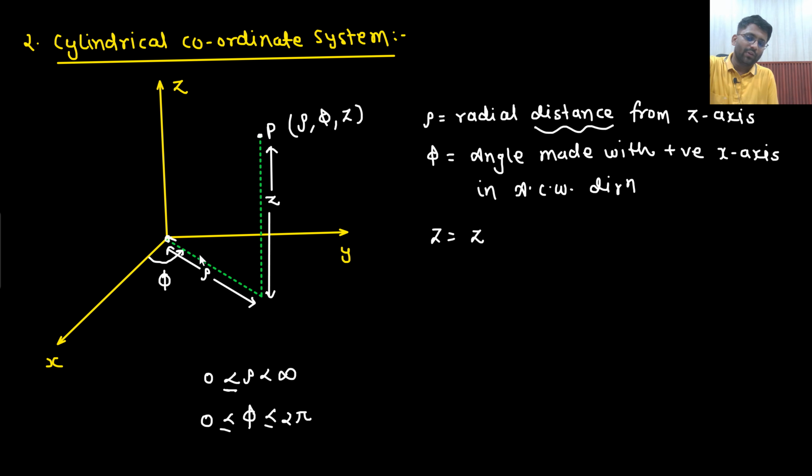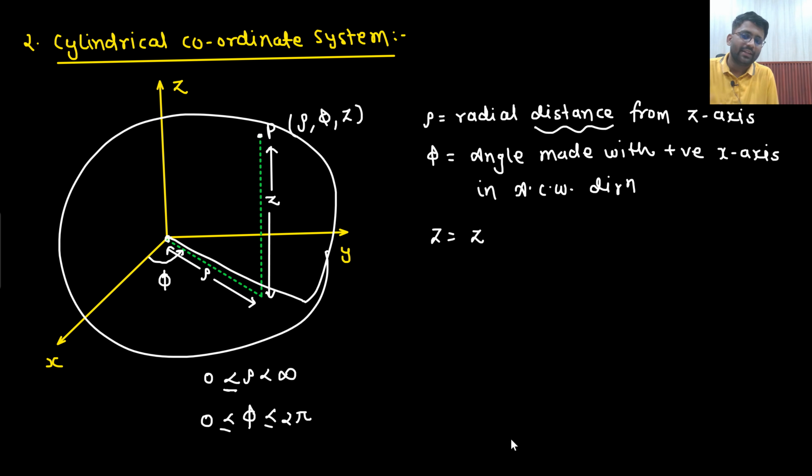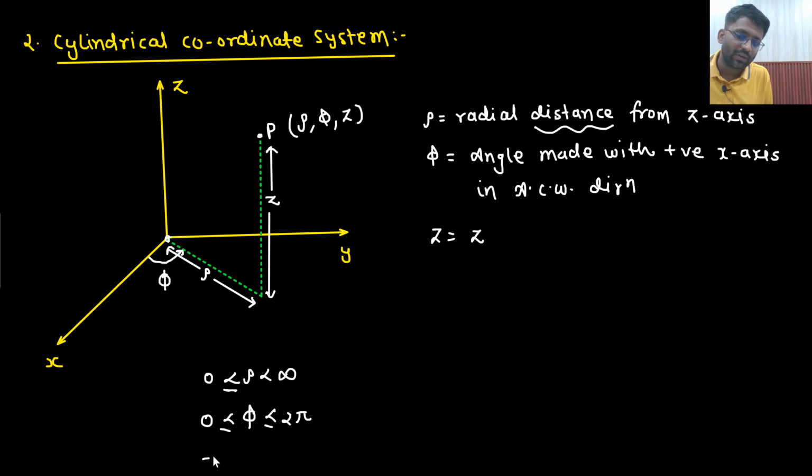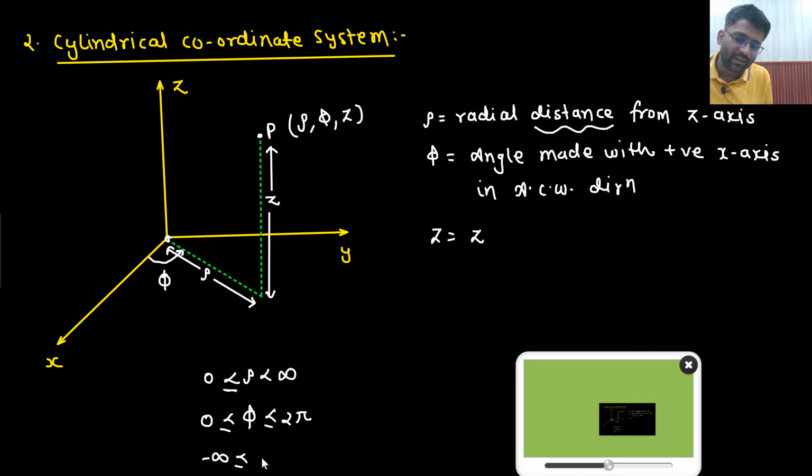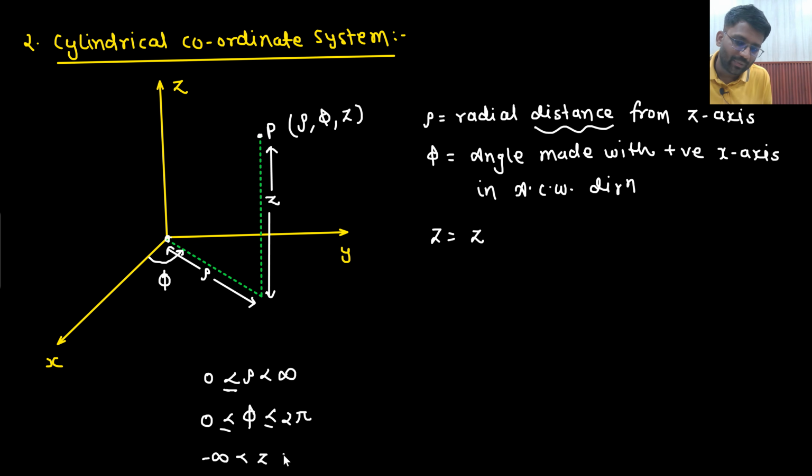So if rho is going from 0 to infinity, and phi is going from 0 to 360 degrees, that means we have covered the whole xy plane. Now we need to cover the z axis as well, no? That means we need to go from minus infinity to infinity in the z axis. Infinity cannot be reached. That's why I am not putting the equal sign. Is that clear to you?